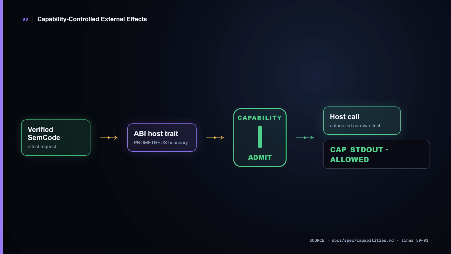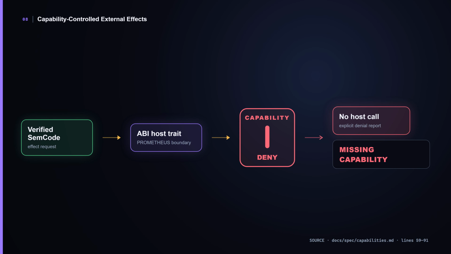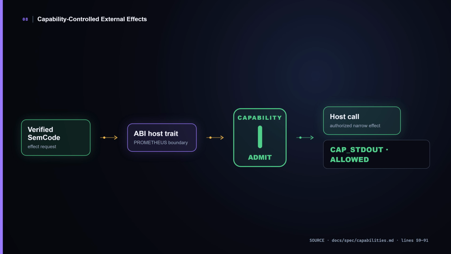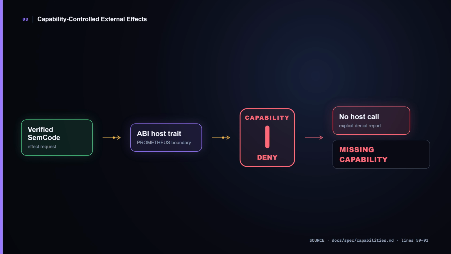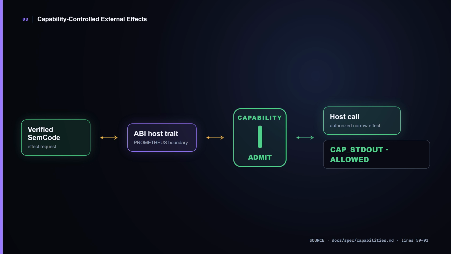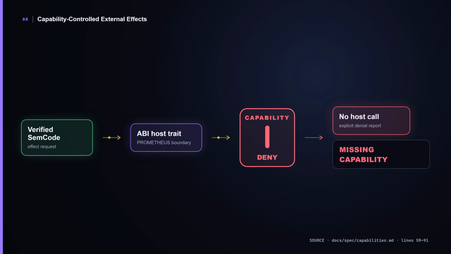The current main branch also contains a narrow print text path. Its documented flow moves from verified SemCode to a controlled VM observation event, then through a capability gate, an audit decision, and finally a CLI rendering envelope. That should not be misread as unrestricted standard output, files, input, networking, or a general host ABI. The capability boundary is where deterministic computation asks for a specifically authorized interaction with the outside world.